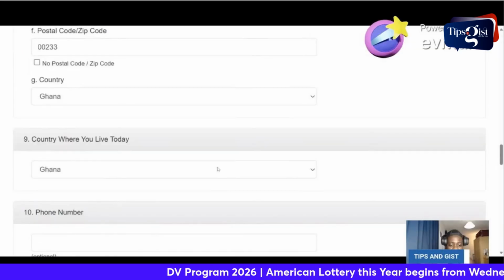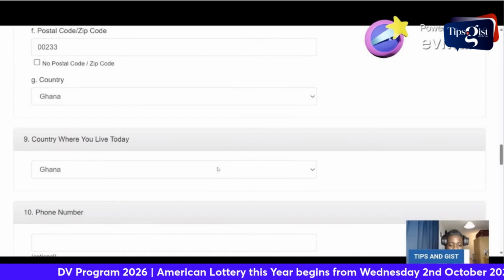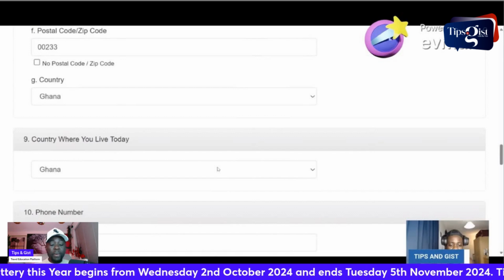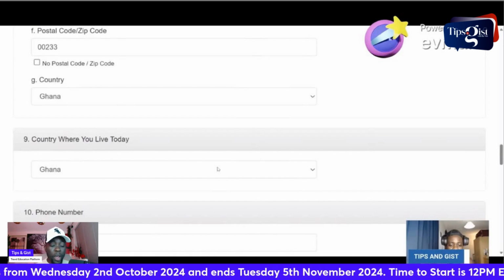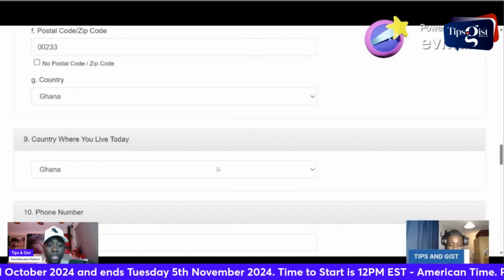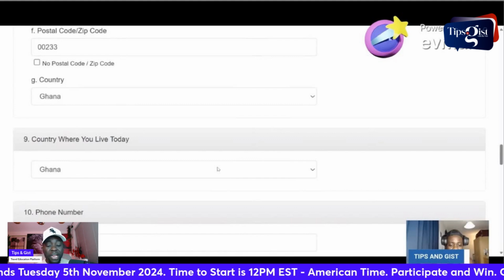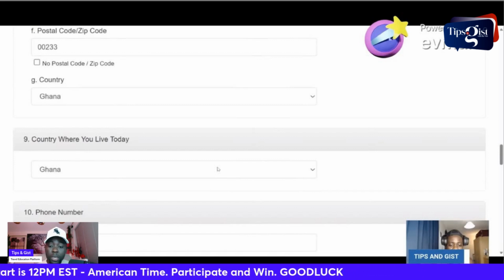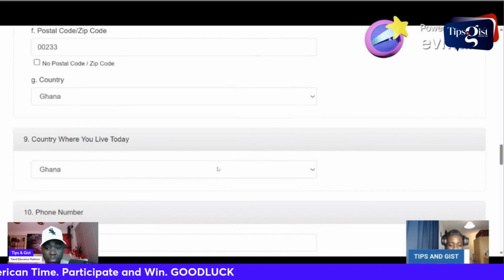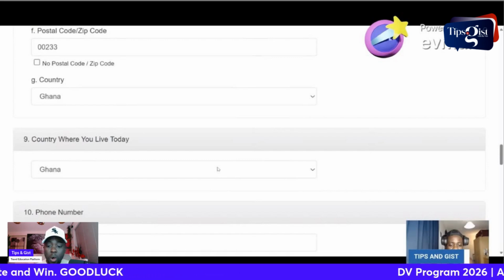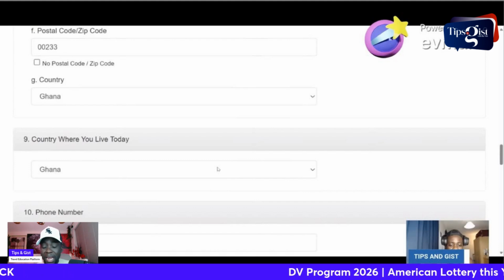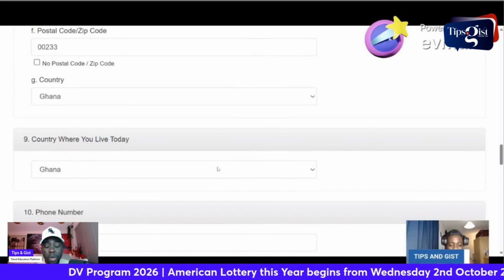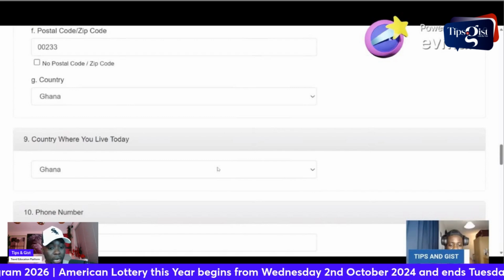Question number 9, country where you live. So this is different from where you come from. Numbers 4 and 5 were asking the country where you were born, the city where you were born, country of eligibility, but this is the country where you live. So if you are living in Iraq, Pakistan, Dubai, Qatar, Egypt, wherever you are, this is where you select the country where you live. The first one is your country of eligibility or country where you were born. That would be Ghana, or wherever you were born. Then when you come to country where you live, you select the country where you live. So if I'm selecting the country now, I'll select United Kingdom.